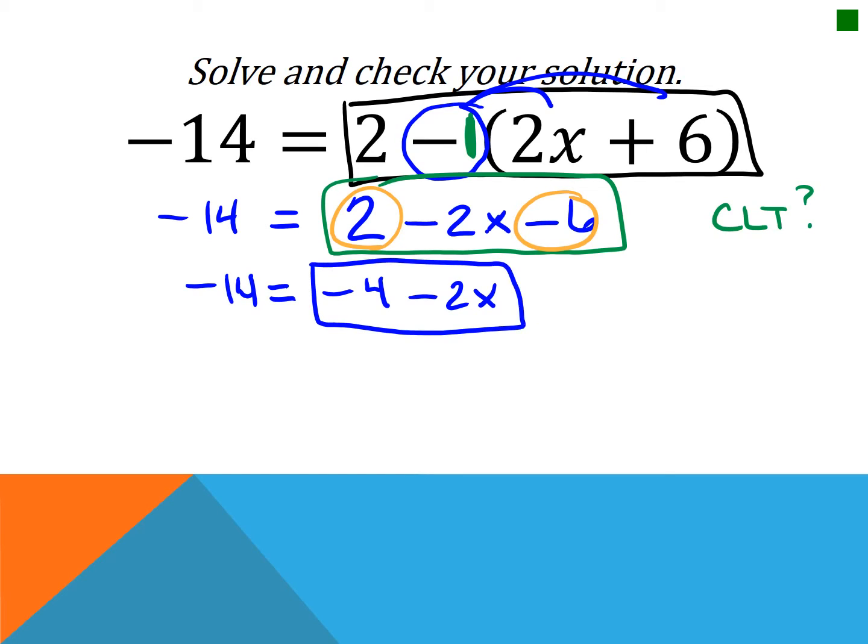Over here is where the x is. Do you see a plus or minus? Yep, right there. So we need to add or subtract, but we add or subtract according to what kind of number we have here. So it's a negative 4, so I'm going to add 4, because negative 4 plus 4 cancels. So now I have negative 10 equals negative 2x.